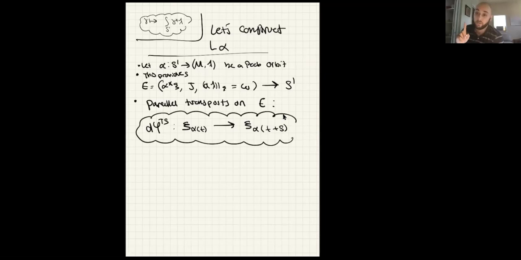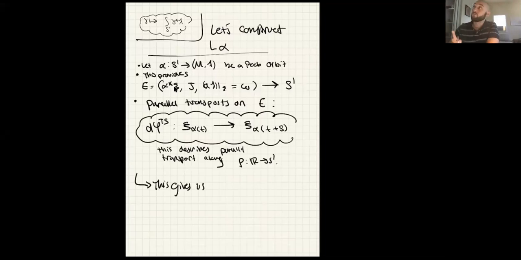Oh, is it slowing down? Okay, that might be too bad. So this describes a parallel transport along the curve. And then if you're ever given a system of parallel transports on a vector bundle, this gives you a connection. So this is going to hand us a connection. I'll just say it's a symplectic connection.